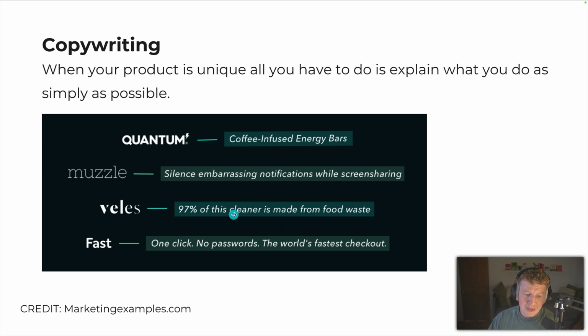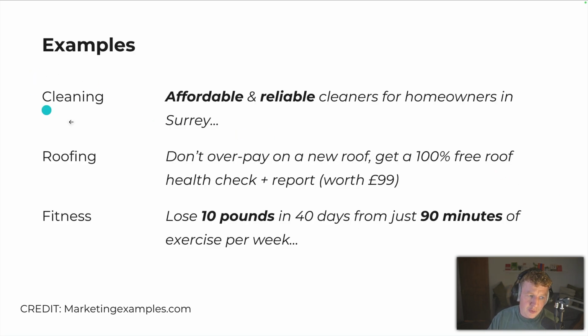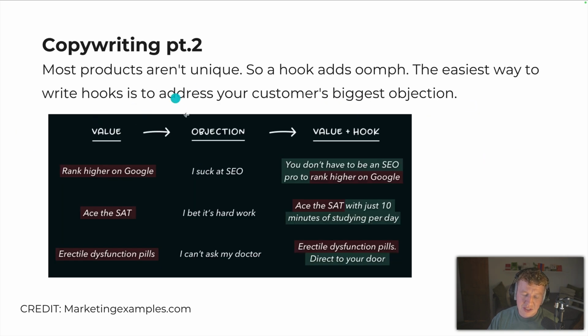We've got 90% off. So 90% of this cleaner is made from food waste. Fast, one click, no passwords, the world's fastest checkout. So you want to take the product and explain it as clearly as possible. Now I have given some more examples. So if we take cleaning, for example, we've got affordable and reliable cleaners for homeowners in Surrey. Now there is some method to these headlines as well.